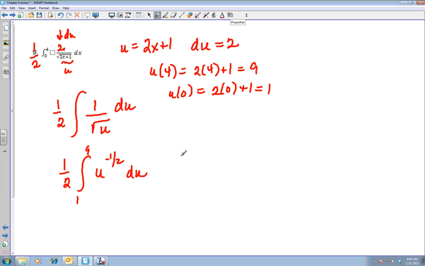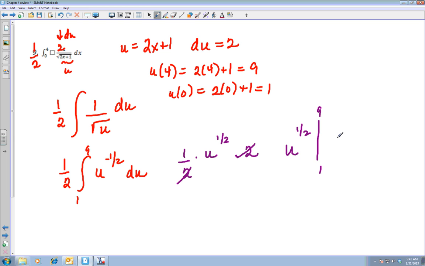Let's go ahead and integrate. 1/2 u, my new exponent is going to be to the 1/2. Divide by 1/2 or multiply by 2. Okay, so I'm going to cancel my 2's out. So now I have u to the 1/2, and I'm going to evaluate by plugging in my 9 and my 1. Now remember, since I changed my upper and lower limits, I don't have to substitute that u back in. I just use this u right here.